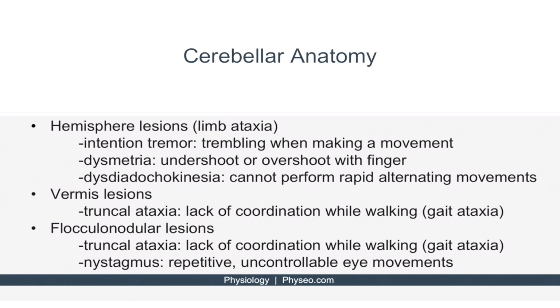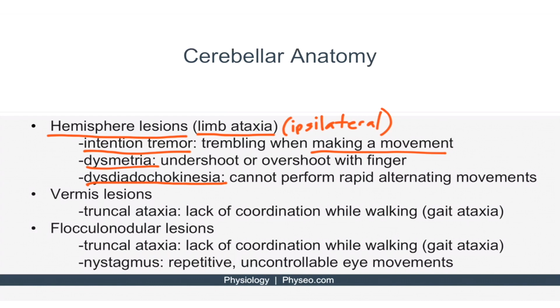So if you damage the hemisphere, you get hemisphere lesions. Once again, you'll get limb ataxia. Recall that you'll get intention tremor, dysmetria, or dysdiadochokinesia. Now, intention tremor is trembling when making a movement. And remember, it's going to be on the ipsilateral side. So if the patient damages the right cerebellar hemisphere, then the right arm or right leg will demonstrate trembling when that patient is trying to move those limbs.